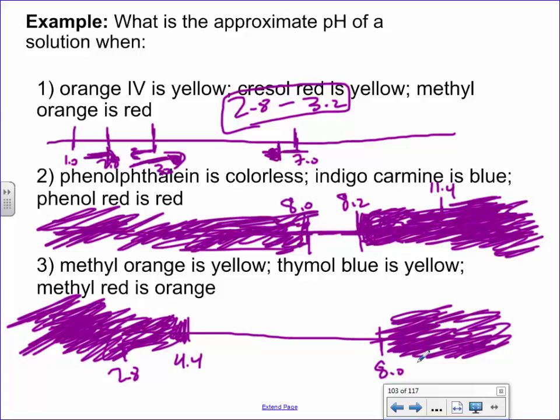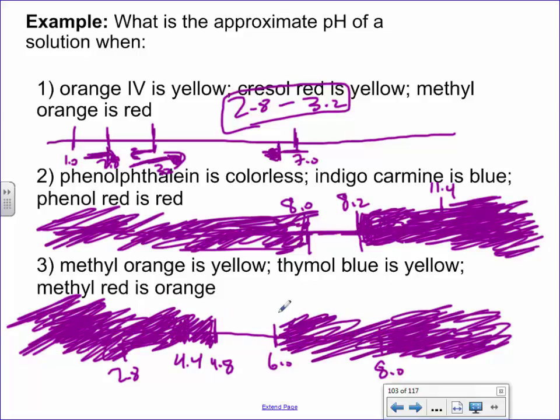Okay, last one. Methyl red is orange. Hang on a sec here. Methyl red, it's the seventh one down. Yeah, methyl red is not even listed as orange, right? See, methyl red, it says it goes red to yellow. Well, orange would be the hybrid of those. So really, if methyl red is orange, it must be between those two colors. So 4.8. And what's the other one? 6? If it's orange, it must be between these ones. So I would actually narrow it down to here and to there. Somewhere in here is where our pH then lies.